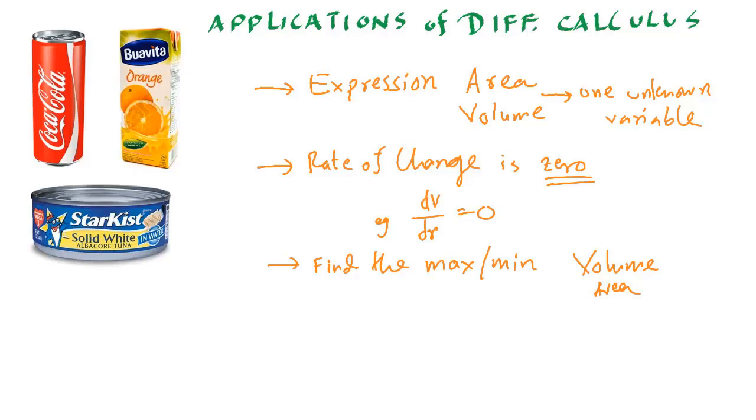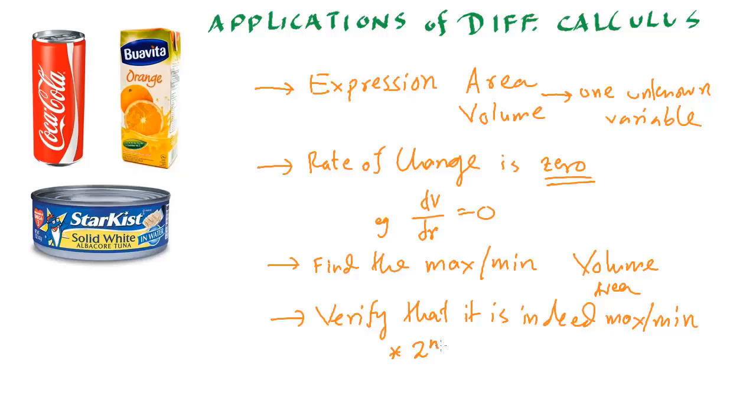And the final step, since you have to go into manufacturing, is to make sure it is actually correct. For that, we have to verify that it is indeed maximum or minimum for that particular value. For that, we do the second derivative. This is known as the second derivative rule.